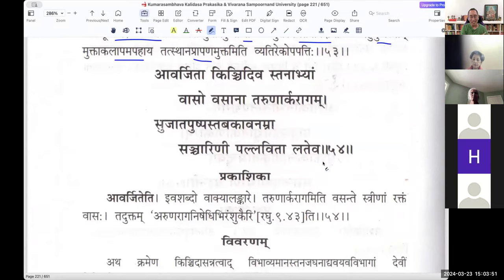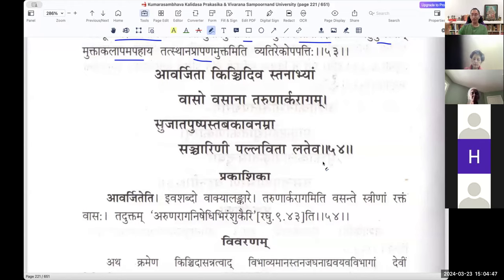Now, Avarjita kinchidiva stanabhyam vaso vasana tarunarkaragam sujata pushpastabakavanamra sancharini pallavita lateva. This shloka and the next one follow, I just realized, I don't know whether Kalidasa thought about it or not, the description in Lalita Sahasranamam, where you start off with Arunaruna kausumbha vastra, bhaswat kati tati ratna kinkini ramya rashanadama bhushita. The next one is the Kanchi, these two. So first there is the aruna vastram and then her hip chain, the uddiyanam, that she is wearing. Avarjita kinchidiva stanabhyam vasaha vasana taruna arka ragam.